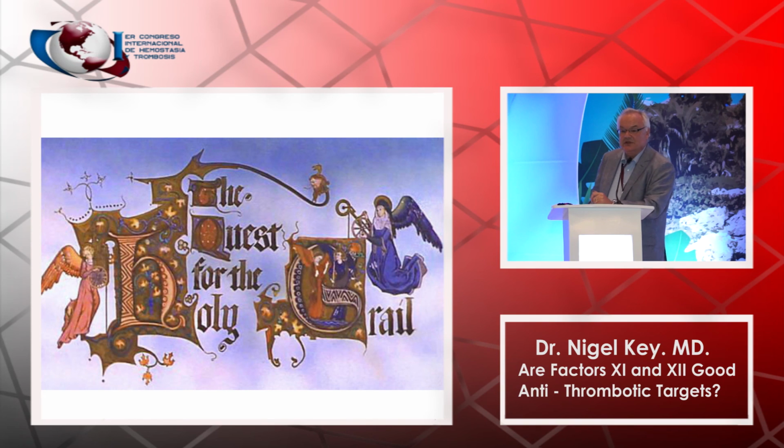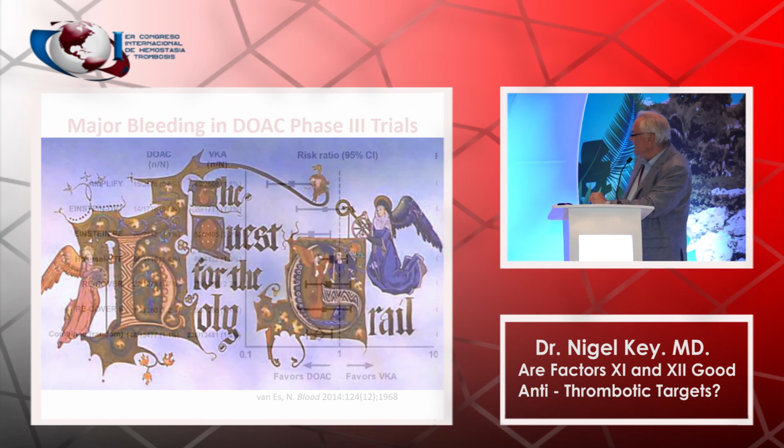So what about humans? Well, I put here the quest for the Holy Grail, and the Holy Grail in anticoagulation, as I mentioned, is really to have an agent or agents that prevent thrombosis or prevent extension of thrombus without causing bleeding. In other words, don't affect hemostasis. And the question has always been, are these one and the same things, or can you divorce them?